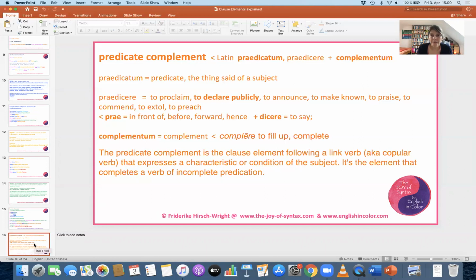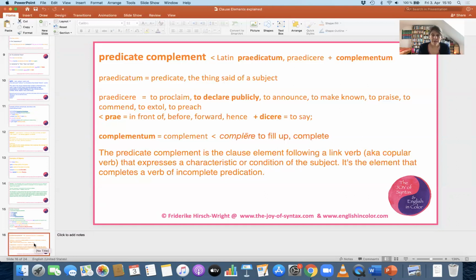Now, complement comes from the verb complere, to fill up, to complete. So it is the element that completes the predicate or the verb. So the predicate complement is a clause element that follows a link verb and expresses a characteristic or condition of the subject.